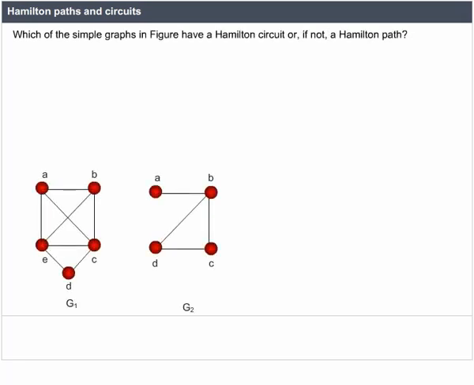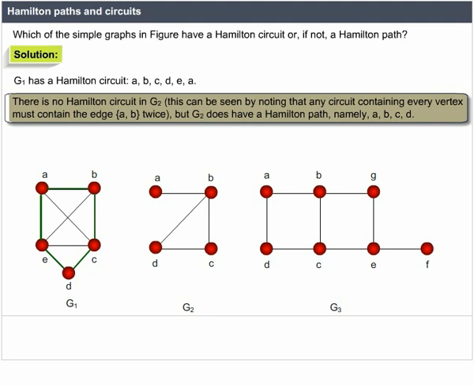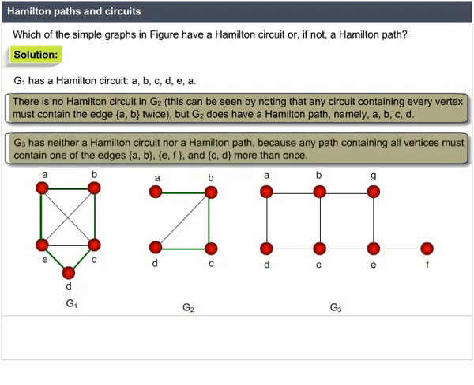Solution: G1 has Hamilton circuit A, B, C, D, E, A. There is no Hamilton circuit in G2. This can be seen by noting that any circuit containing every vertex must contain the edge A, B twice. But G2 does have a Hamilton path, namely A, B, C, D. G3 has neither a Hamilton circuit nor a Hamilton path because any path containing all vertices must contain one of the edges A, B, E, F, C, D more than once.